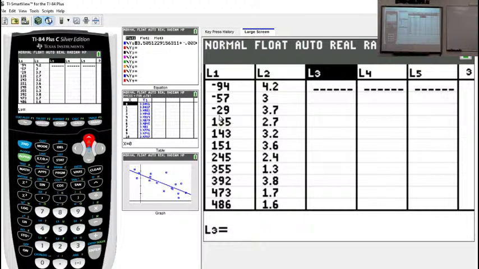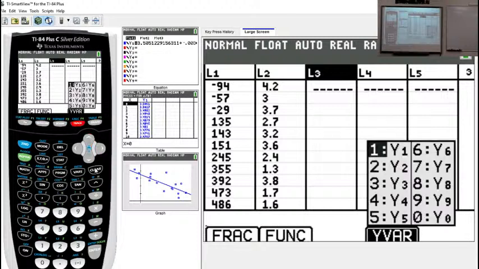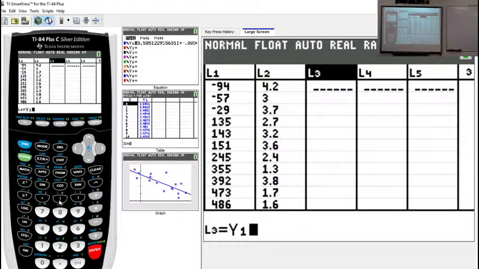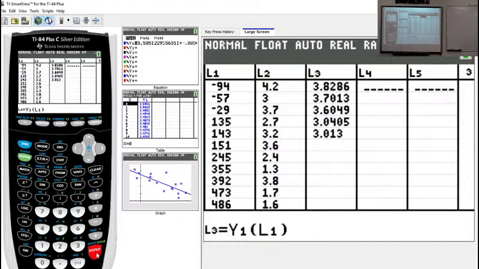In y1. So you can go vars over to y vars, or this time I'll show it as alpha trace, y1. And what do I want to plug in? L1. All the x values, which are in list 1. L1 is second and 1. Okay? So this is what goes in list 3. It is saying take all the x values, which are in list 1, and put them in the equation, which is in y1. Hit enter. There they are.